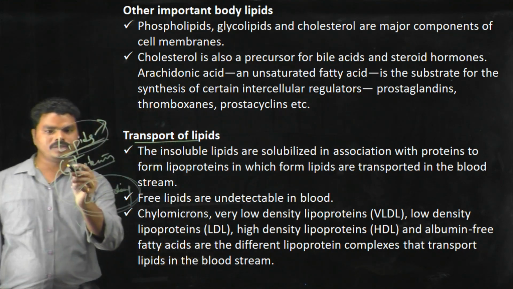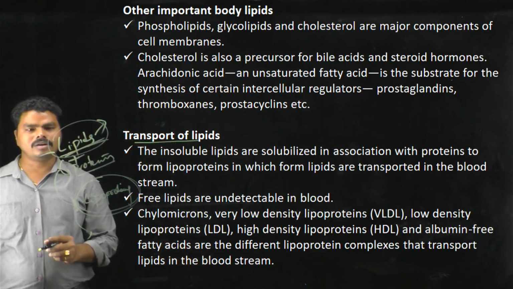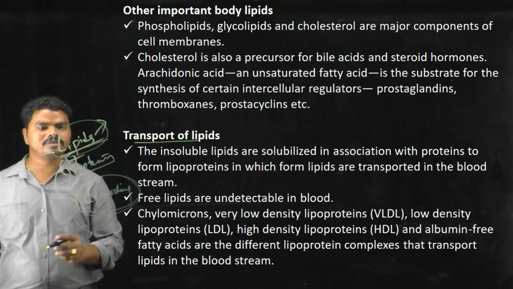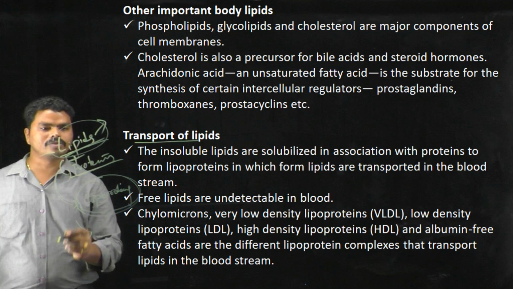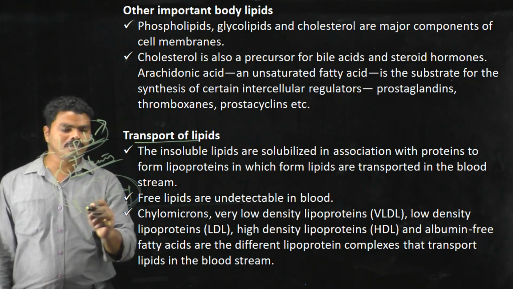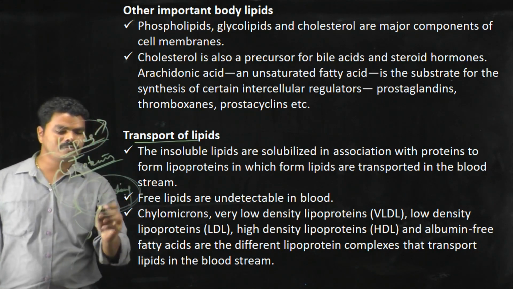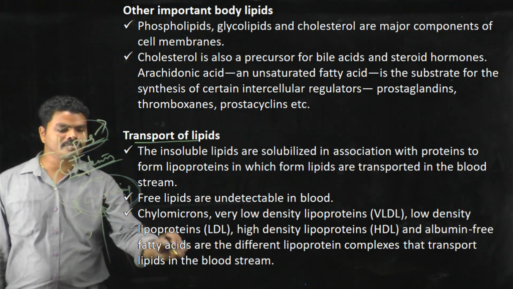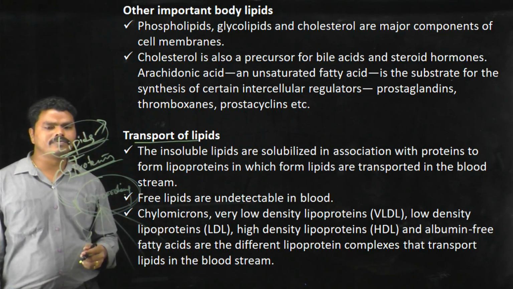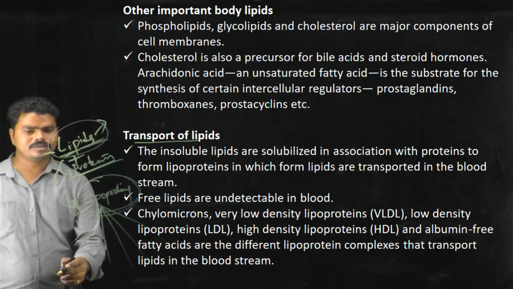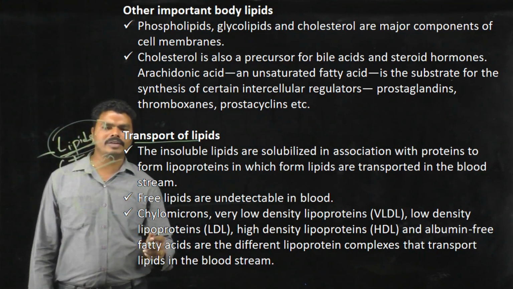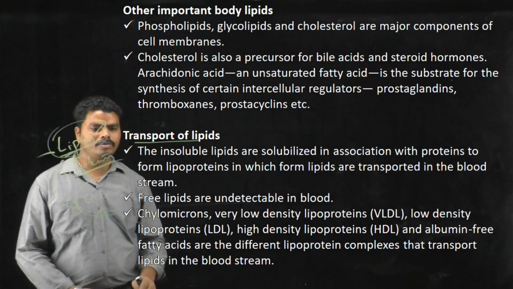So we know that lipids are insoluble in our body fluids. To transport these lipids, we require some proteins. When the lipid is combined with these proteins, it is converted into lipoproteins. So here are the different types of lipoproteins: chylomicrons, VLDL, LDL, HDL, and albumin-bound free fatty acids. These are the different types of lipoproteins that transport the lipid in our bloodstream to different areas of our body.